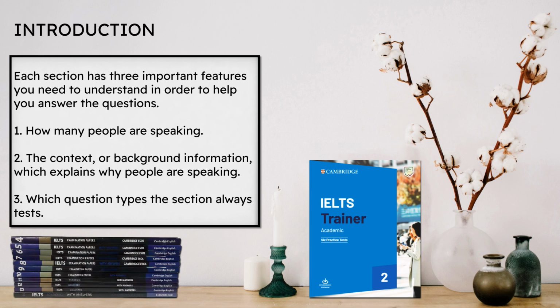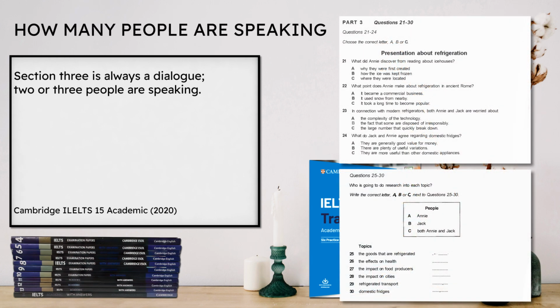Each section of the IELTS listening test has 3 important features you need to understand in order to help you answer the questions. 1. How many people are speaking? 2. The context or background information, which explains who is speaking, why they are speaking, and what they are talking about. 3. Which question types the section always uses. Now let's look at section 3.